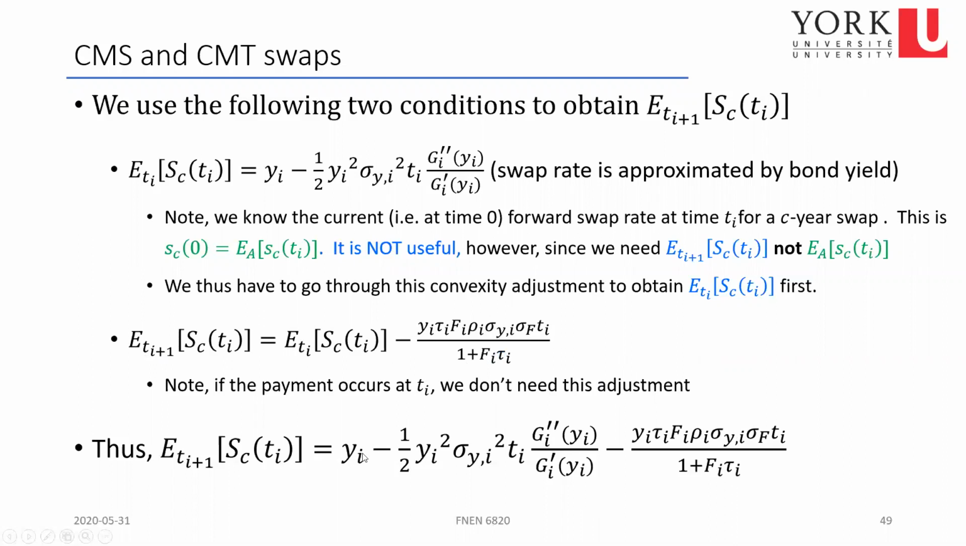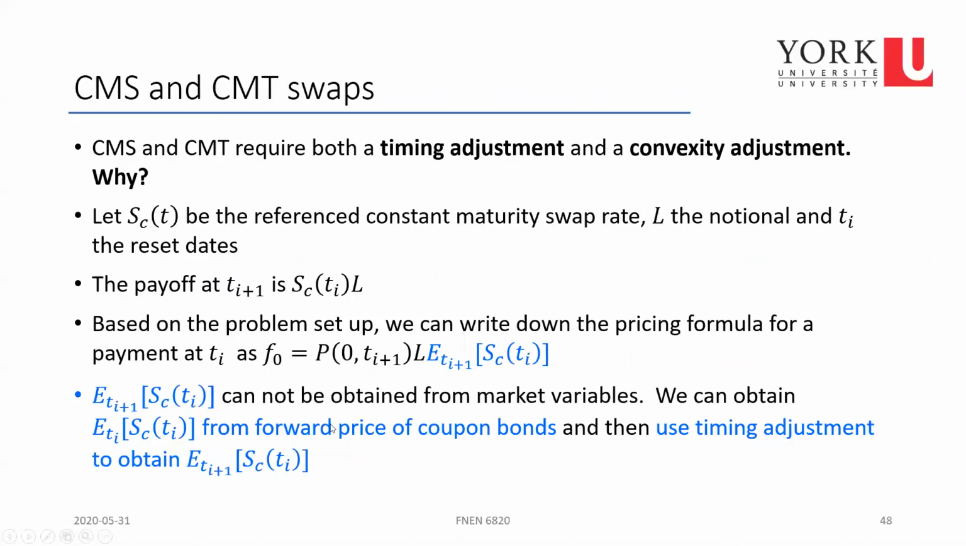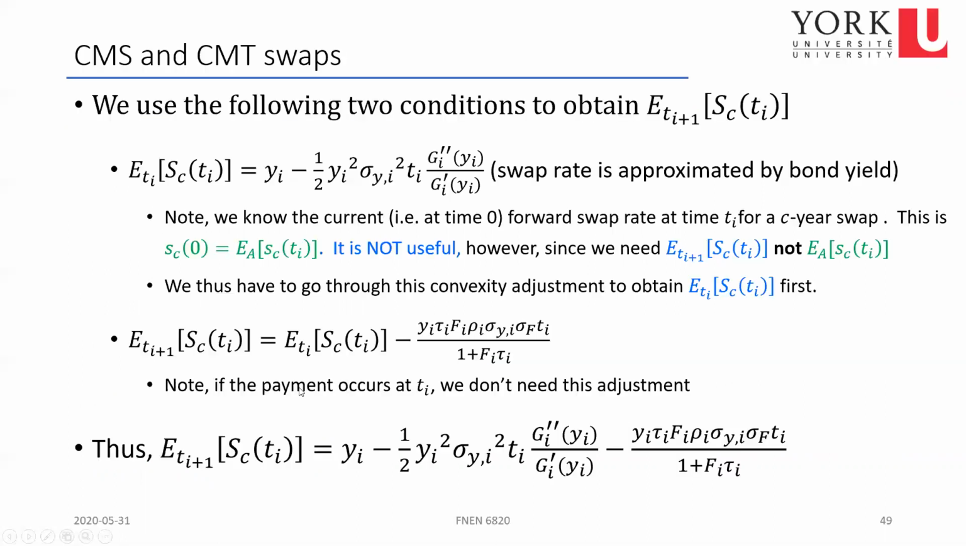So basically the value that you required in the calculation here. Once you have obtained that value, just have that value multiplied by the notional and discounted, then you get your value here. So to get here, you get the yield from the coupon bond of the correct maturity, do the convexity adjustment, and do the timing adjustment.